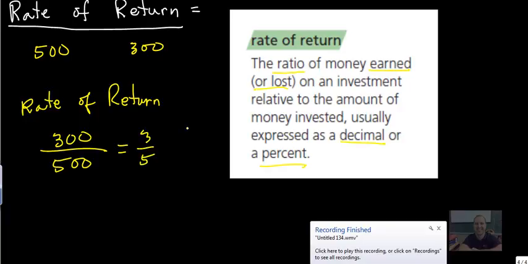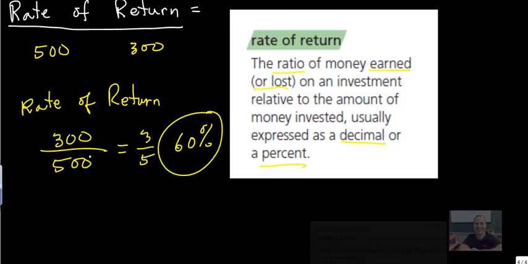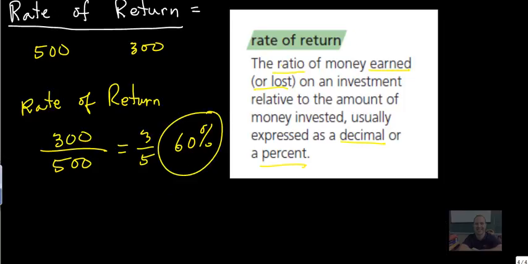Fifths, which is 60%. So their rate of return was actually 60%, which was the 6% times the number of years, 10. So rate of return is the ratio of the money earned over the money invested, as a percent, or a decimal, 0.6 or 60%.